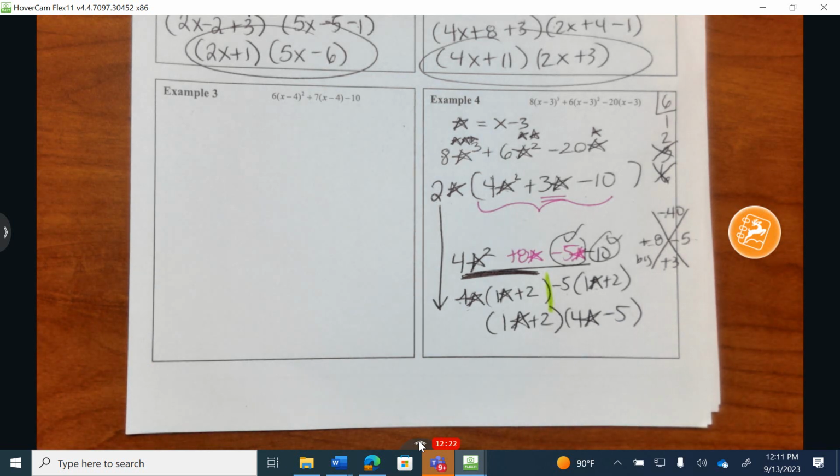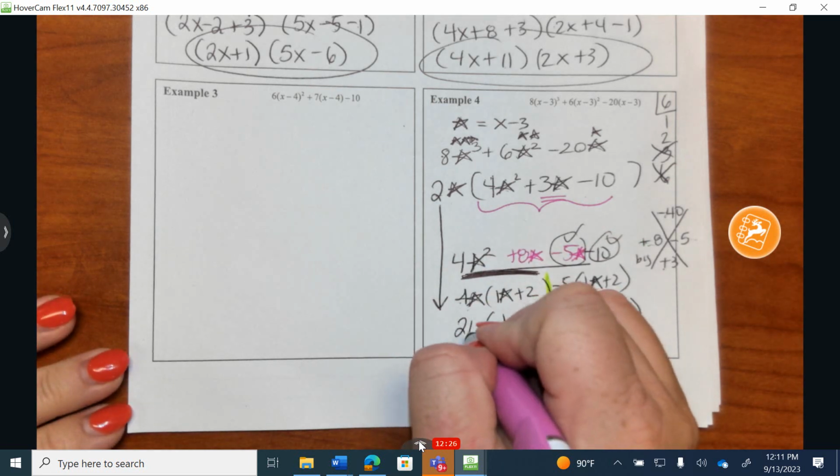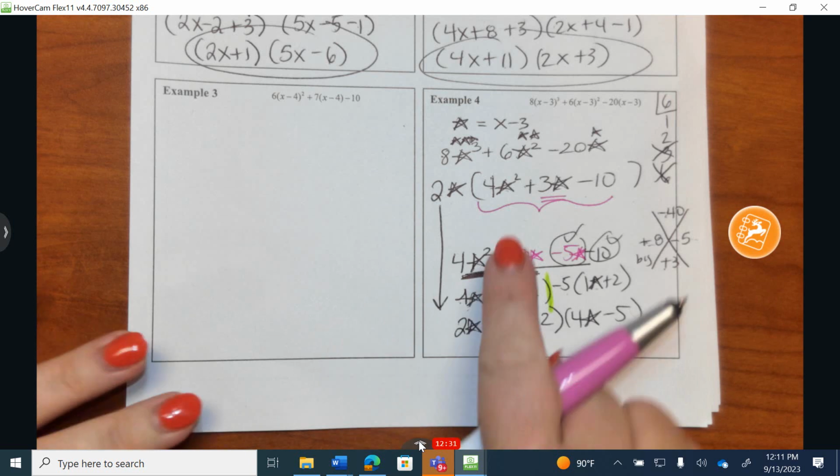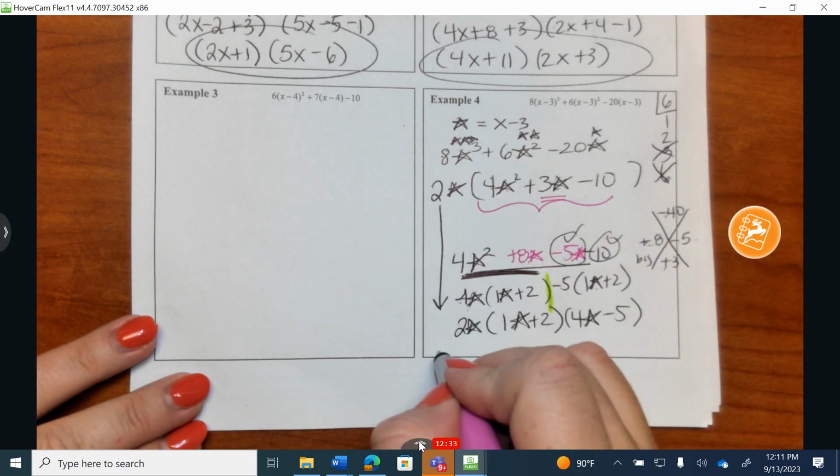What am I still forgetting? Something else I'm forgetting. Bring down the 2 star. My very last step, while you work through this, is going to be to replace the stars with what it is equivalent to.